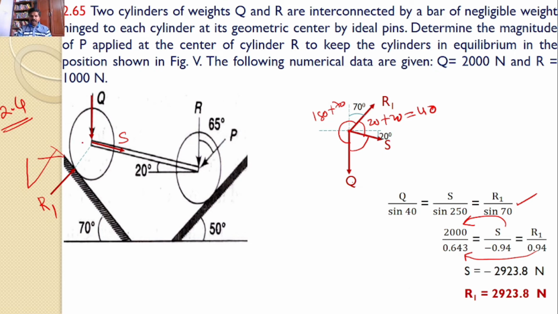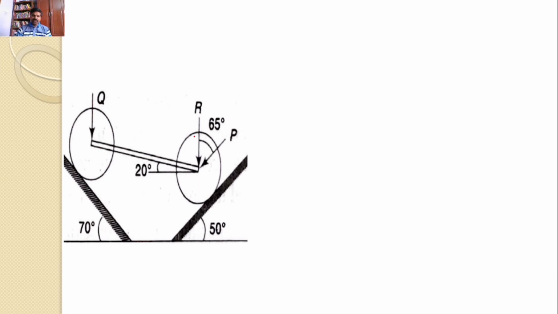Now the S value is negative. What is the meaning? Initially we assumed this S force is in tension, but after this analysis we can conclude that this bar is in compression. Now let us consider the various forces acting on R. The first force, of course, is the self-weight R. Next one is the force in the bar S. This value is already known to us. And then the reaction from the trough. Let this reaction be R2. And there is a force P which makes an angle 65 with the vertical.